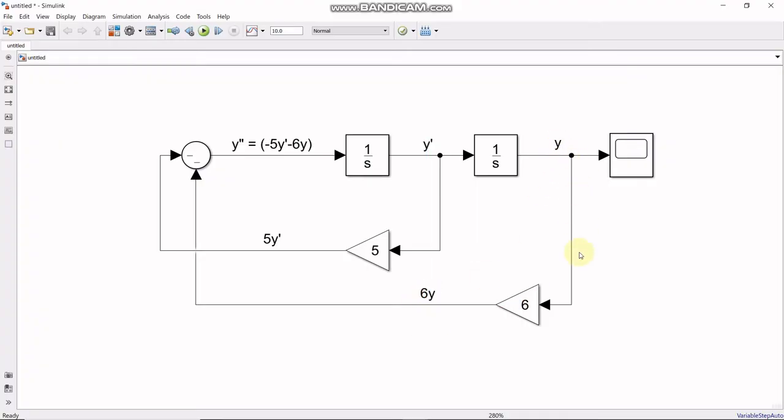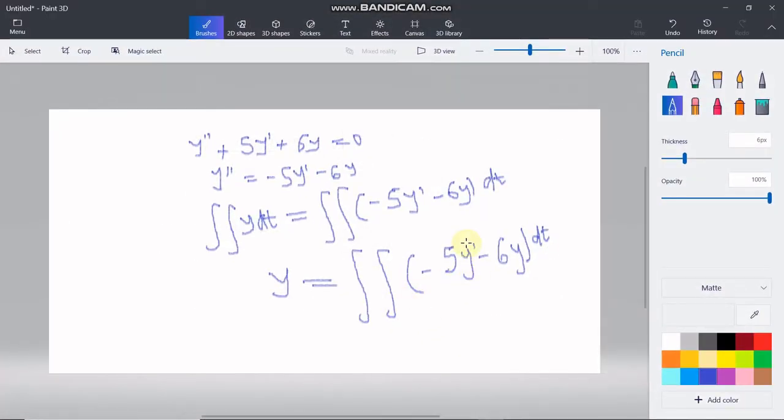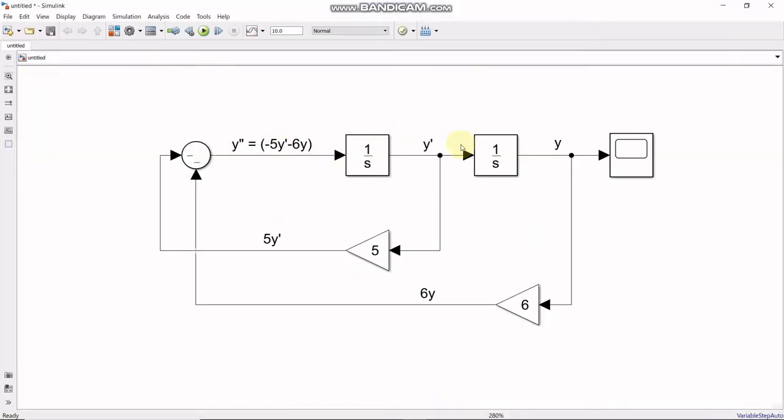So you have y, that will be 6y. Then you have y prime gaining 5, that will be 5y prime. So when this one goes into this negative end, it will come out as -5y prime. And when this 6y goes into this negative end of the sum block, it will come out as -6y. So all of this going into the first integration, you have your y prime, and when it goes into the second integration, you have your y. So all of this will go into the double integral block. These two go into this first integral, come out as y prime, and here come out as y.